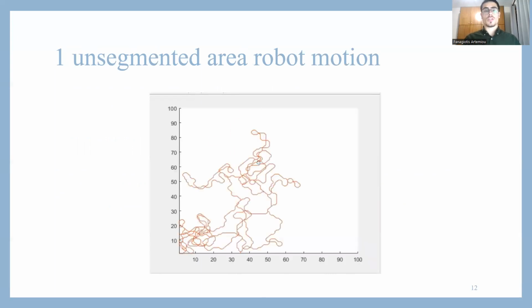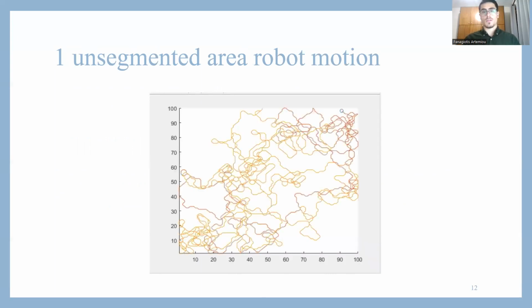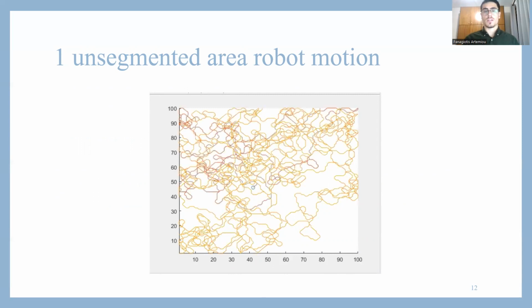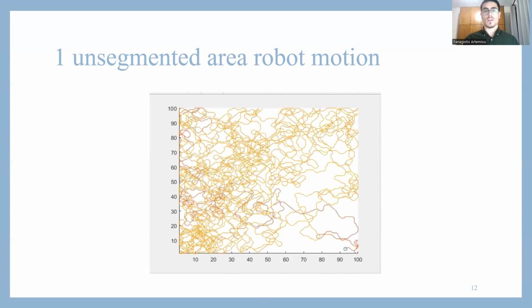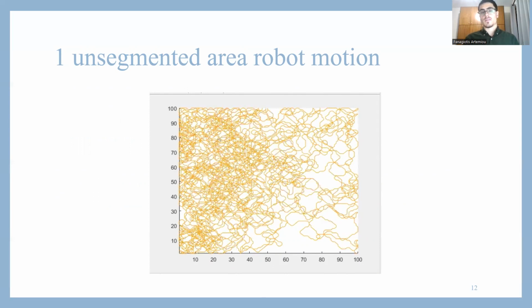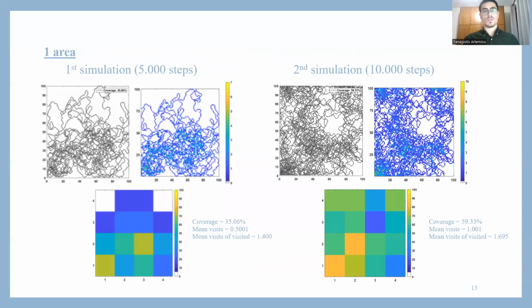Here you can see a demonstration of the robot's path. We can see that the path is smooth and visits almost the whole area, but there are some areas that are not visited and others that are visited multiple times. This can be seen also in the simulations here.